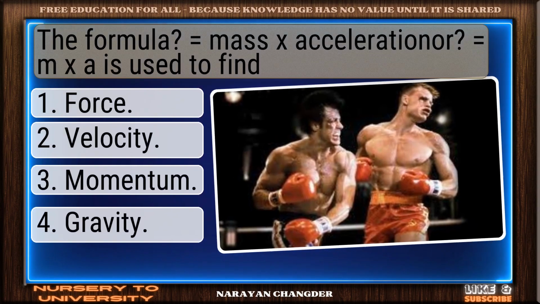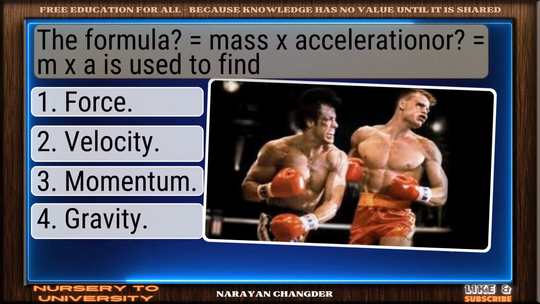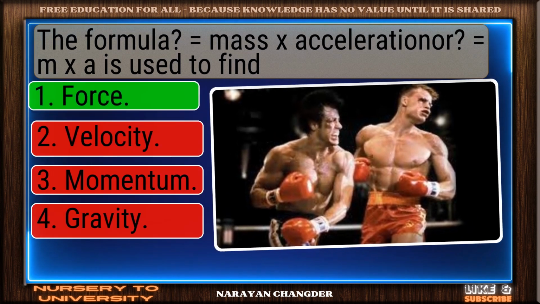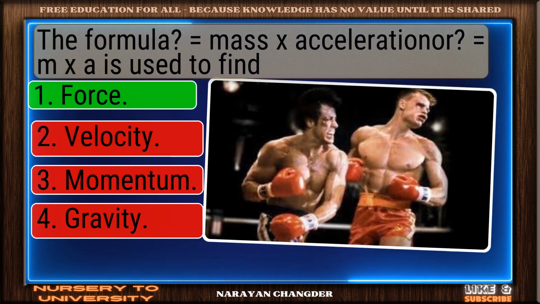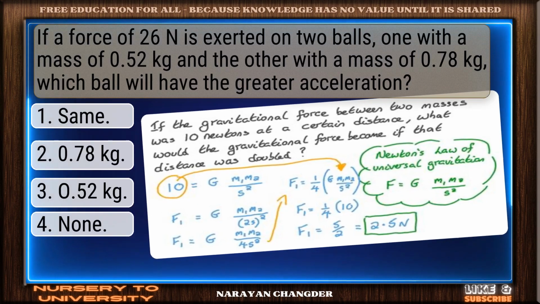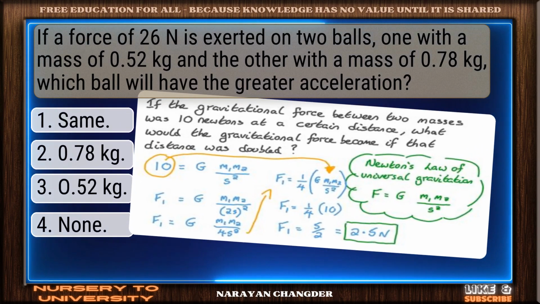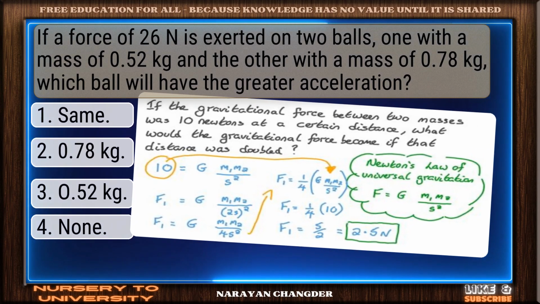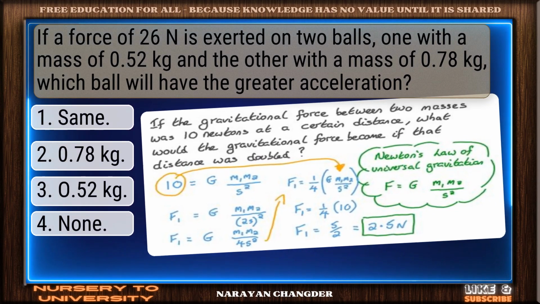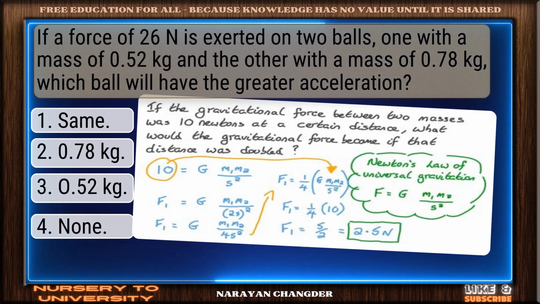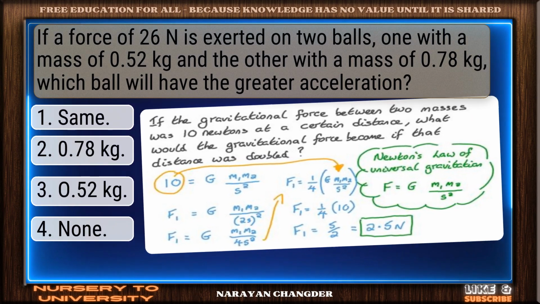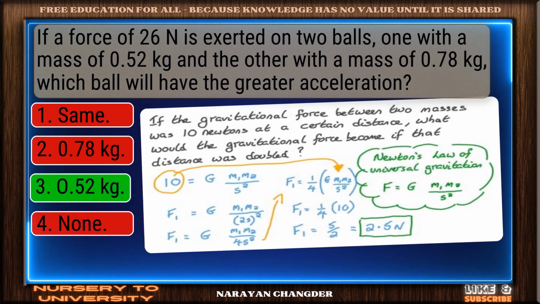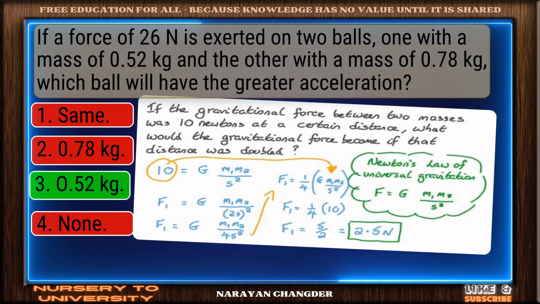Question number 38. The formula F equals mass times acceleration, or F equals ma, is used to find... You chose force, and it is correct. Question number 39. If a force of 26 N is exerted on two balls, one with a mass of 0.52 kg and the other with a mass of 0.78 kg, which ball will have the greater acceleration? Valid point. 0.52 kg is true.